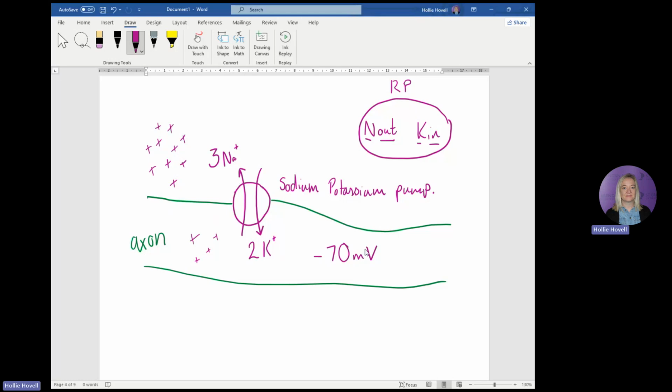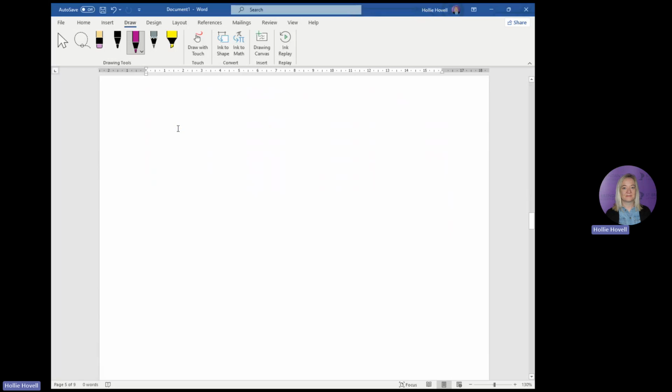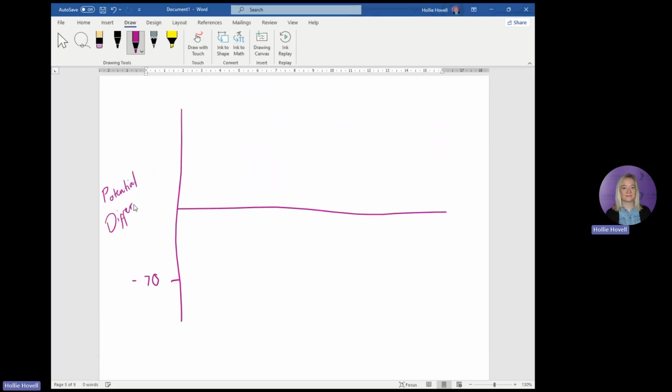Okay. Now, we can draw that onto a graph. There's a very famous graph that summarizes resting potential and action potential. The first thing that we can label on here is minus 70. So this is labeled the potential difference, the difference in charge across that membrane. That would be 0 just there, and this is measured in millivolts.